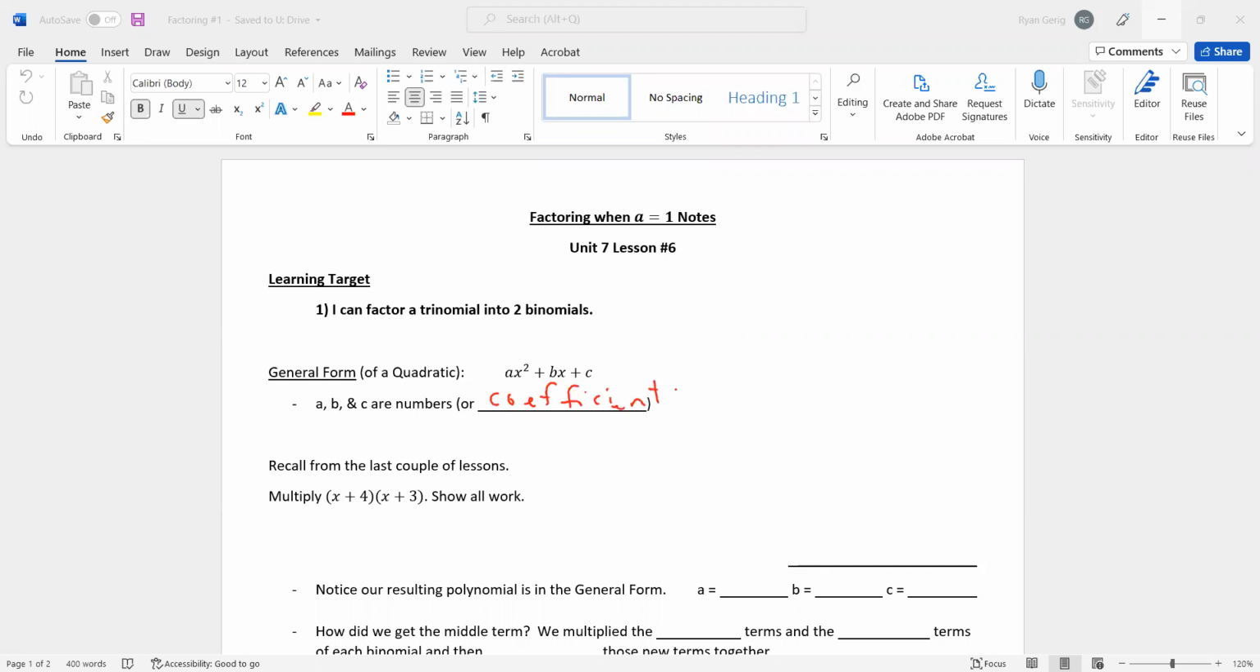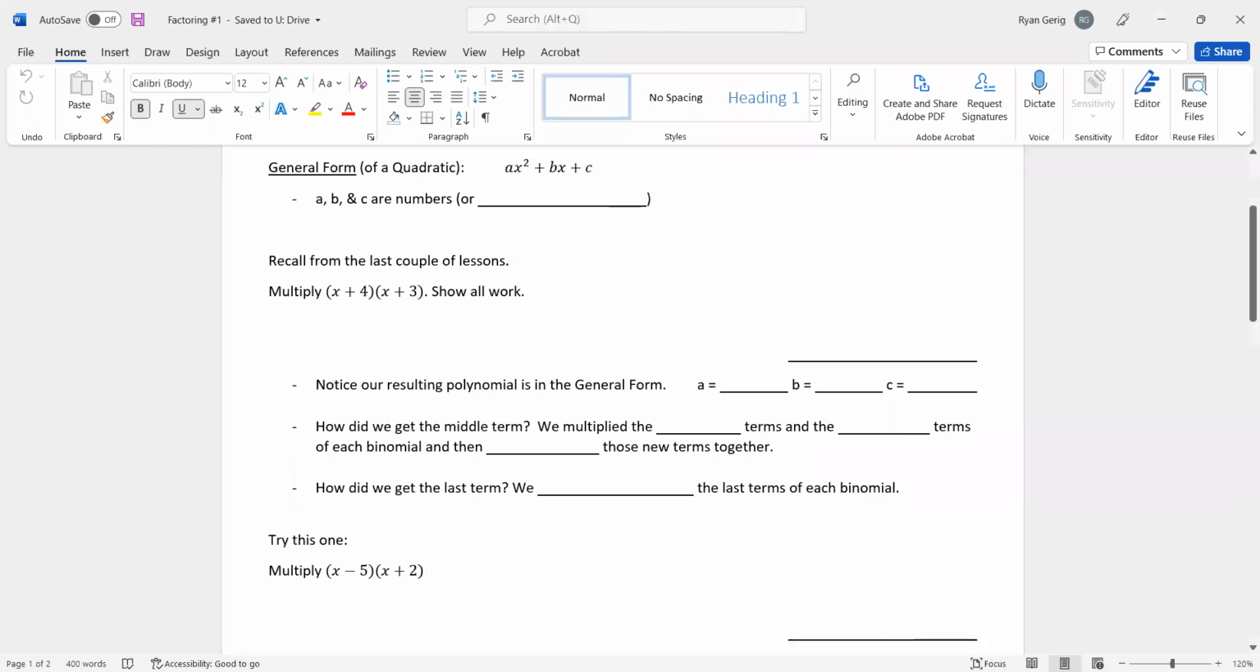And then we're going to move on to something that we did in the last couple lessons. Multiply x plus 4 times x plus 3. All right. Let's scroll down here a little bit. So x times x is x squared. Again, I'm going to go very quick through this. x times 3 is 3x. 4 times x is 4x. And 4 times 3 is 12. And so I put my middle terms together. I get x squared plus 7x plus 12.